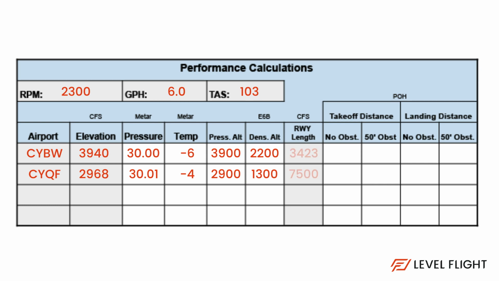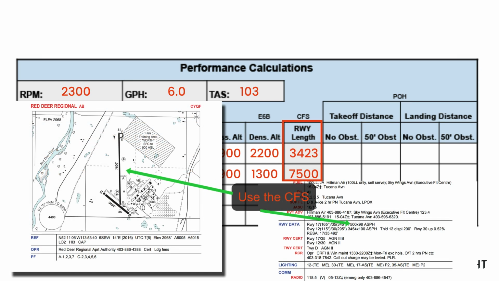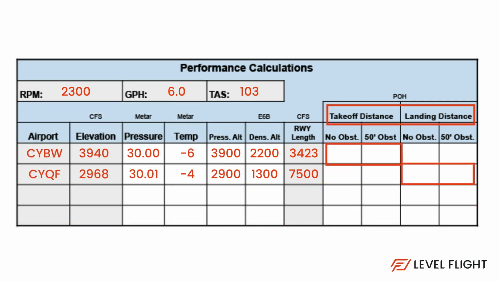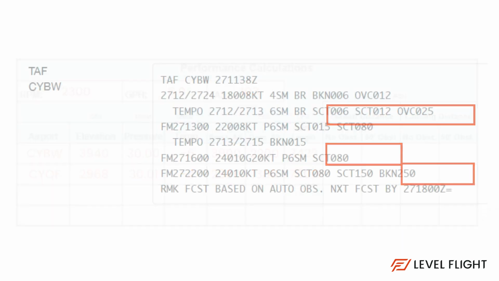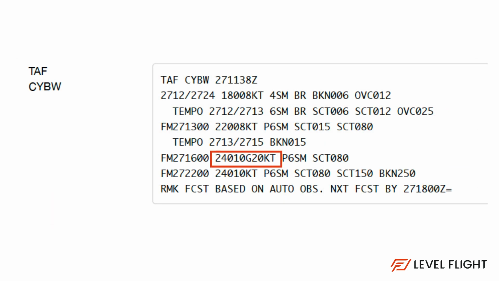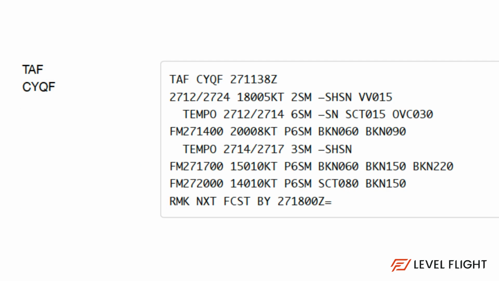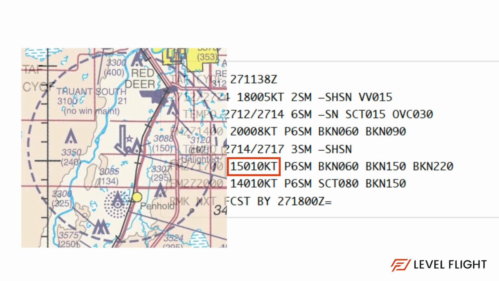Next, we need to determine the length of the runway we intend to take off and land on. You can use additional boxes if you want to calculate multiple runways. For this exercise, we will determine the takeoff distance out of Springbank and the landing distance in Red Deer. Based on the forecast winds of 240 at 10 gusting 20 knots, we will calculate the distance for runway 26 at Springbank. The winds at Red Deer were forecast as 150 at 10 knots, so we will use runway 17 there.